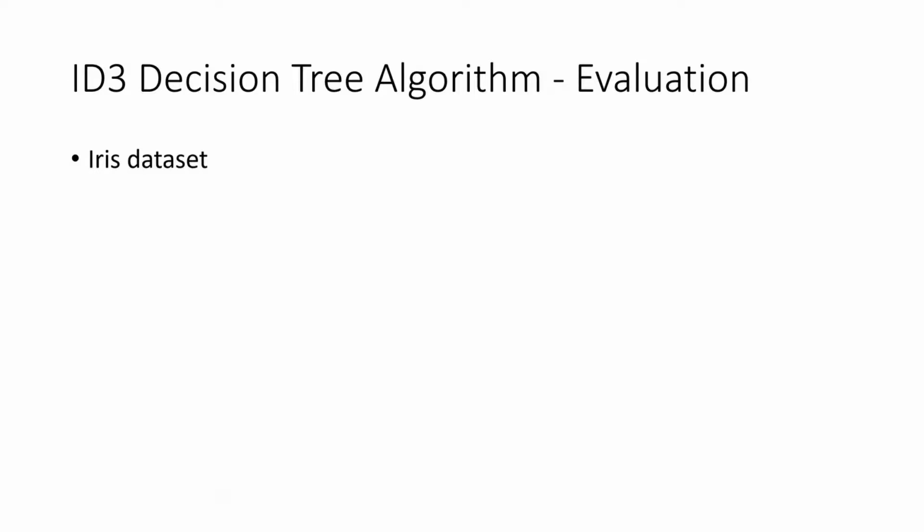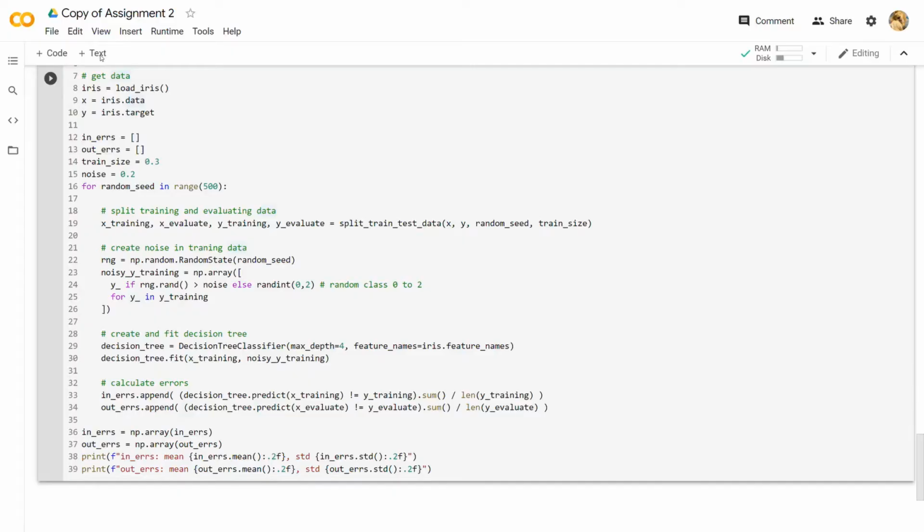The evaluation is done with the iris dataset. The experiment is run 500 times for different random seeds for the splitting. The dataset is split into 30% training and 70% evaluating. 20% noise is also introduced to avoid overfitting.